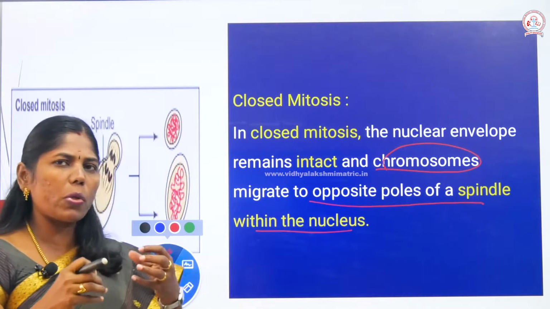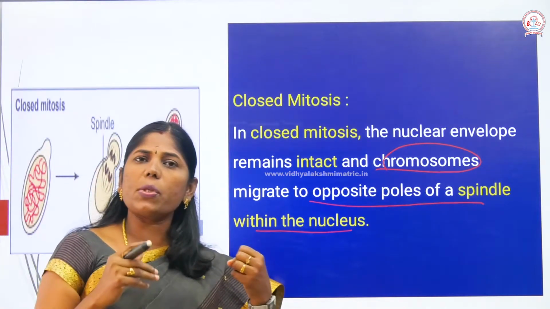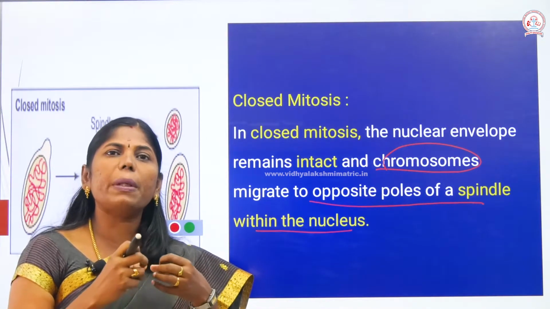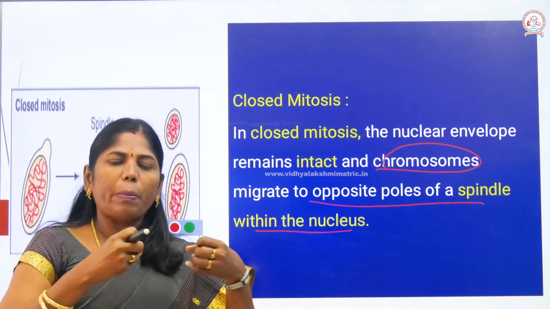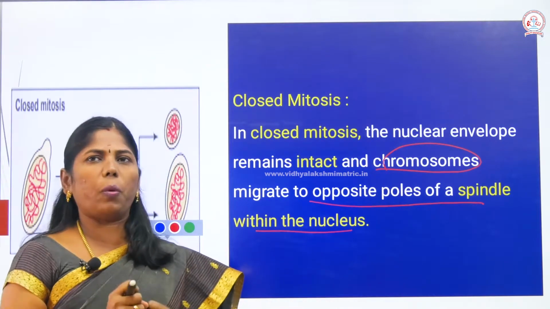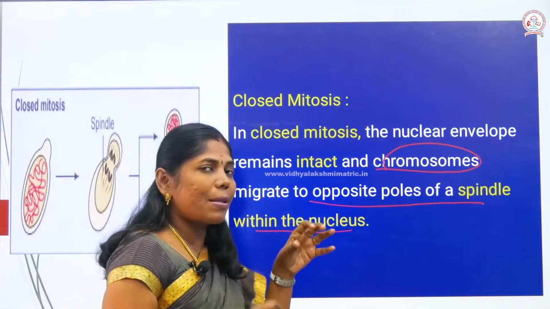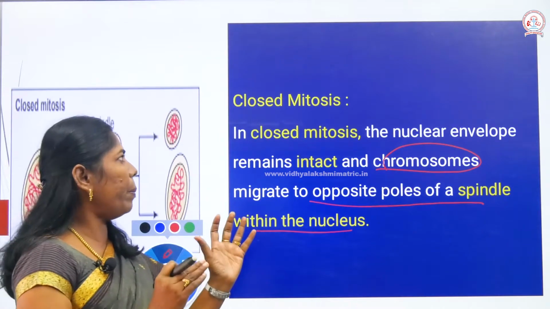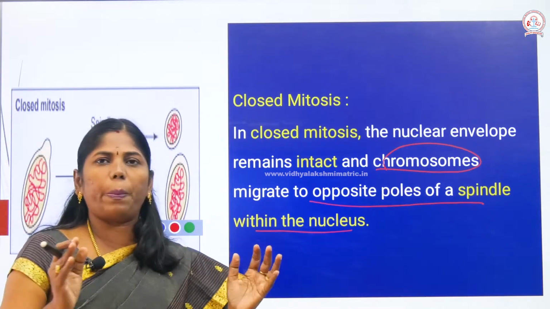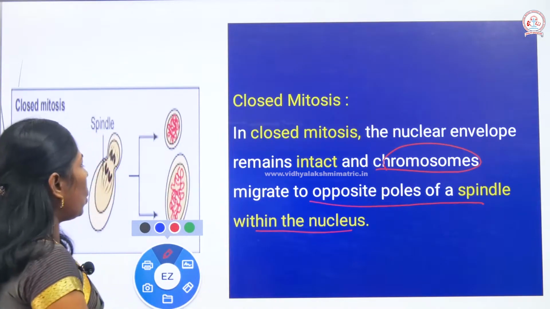Okay, how are the chromosomes separated? The chromosomes are separated with the help of the spindle fibers. Okay, the spindle fibers separate the chromosomes and they migrate towards the opposite poles. Okay, so that takes place inside the nucleus. Okay, நியூக்ளியஸ் குள்ளேயே அது நடக்கும். But the cell membrane remains intact. It will not separate. So that is known as closed mitosis.